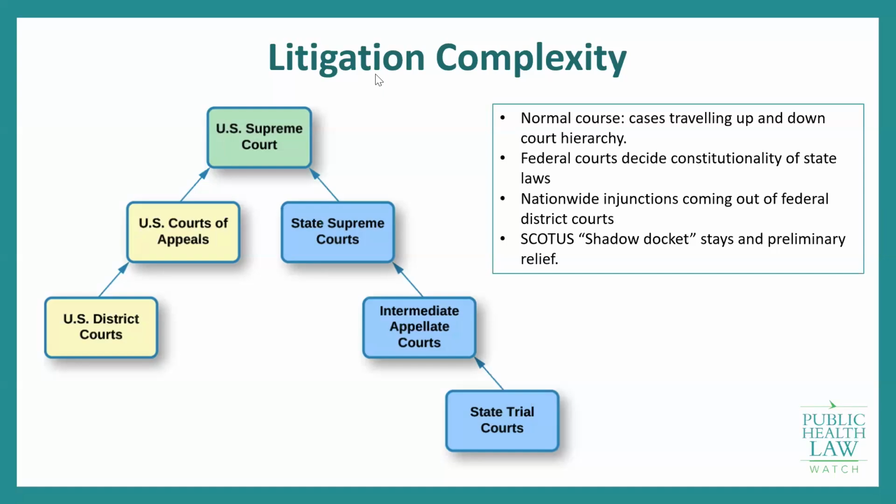Federal courts also, as I mentioned, decide the constitutionality of state laws. So you have to include the effect of federal courts interpreting state laws. And then the complication of the Supreme Court's shadow docket, which grants preliminary relief on the basis of theoretical facts, as opposed to facts that have been established at a full hearing of the issue. How does that work? And how do we incorporate that into what we understand as both precedent and signaling a doctrinal shift? The next slide, please.